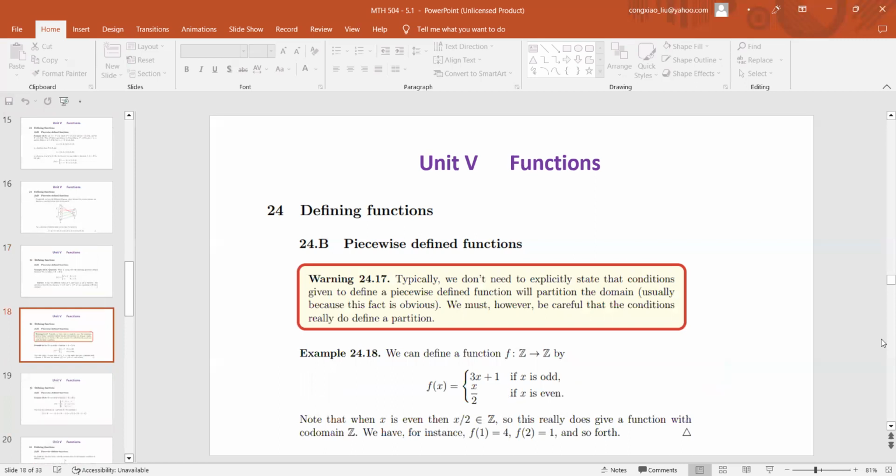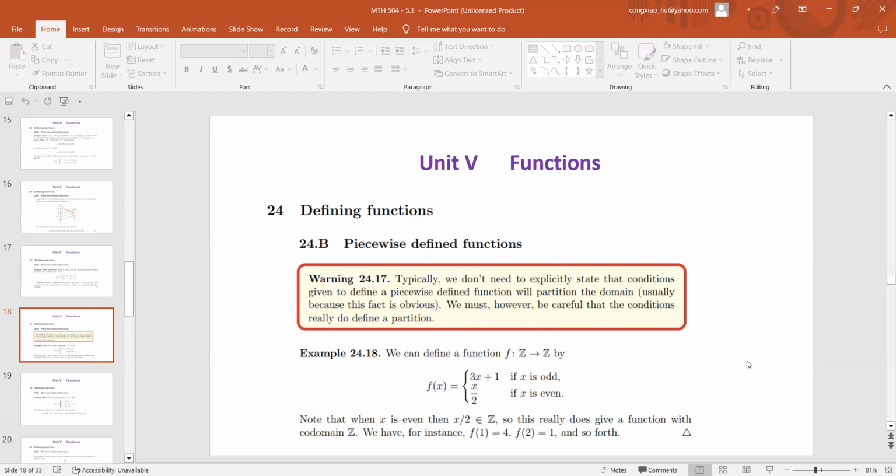All right. We don't need to explicitly say that the conditions given to define a piecewise defined function will partition the domain. Usually it's obvious, but as we saw in the previous example, it is actually not. So we have to check sometimes. We must be careful that the conditions really do define a partition. All right. Let's see some more examples.